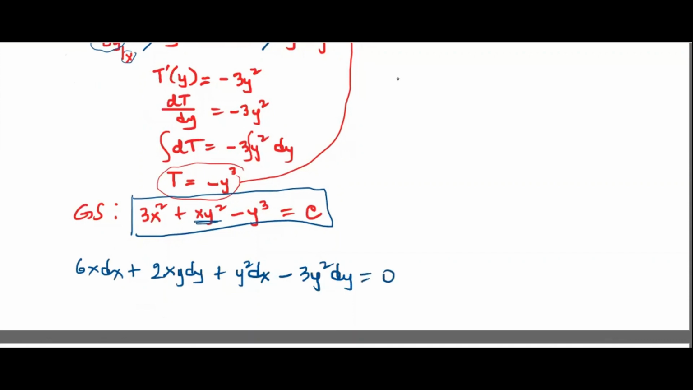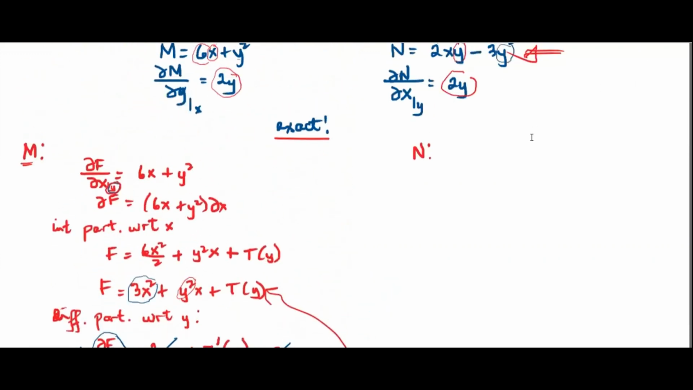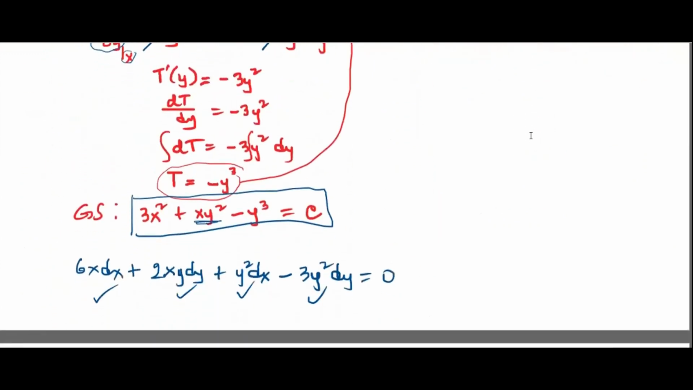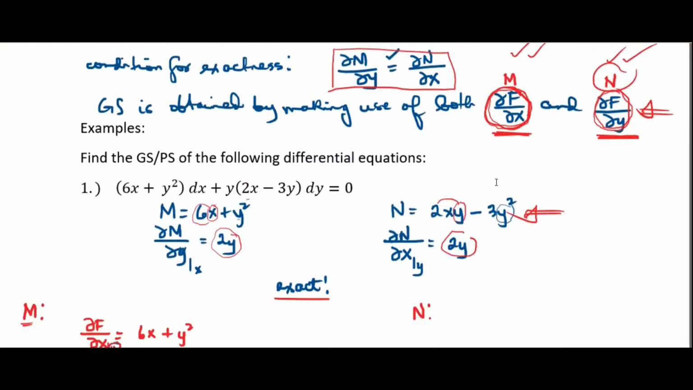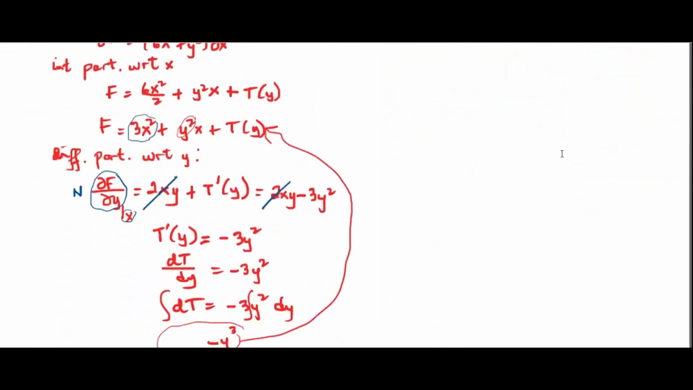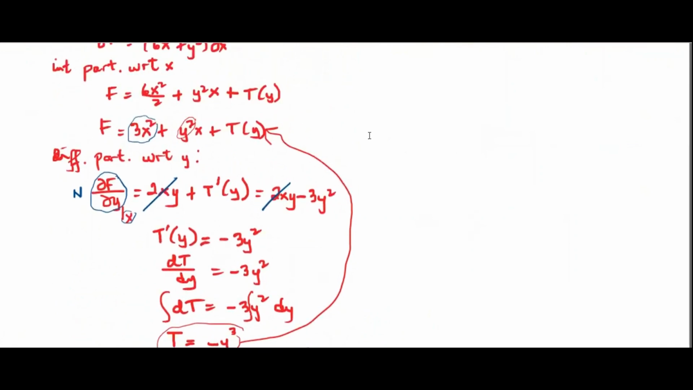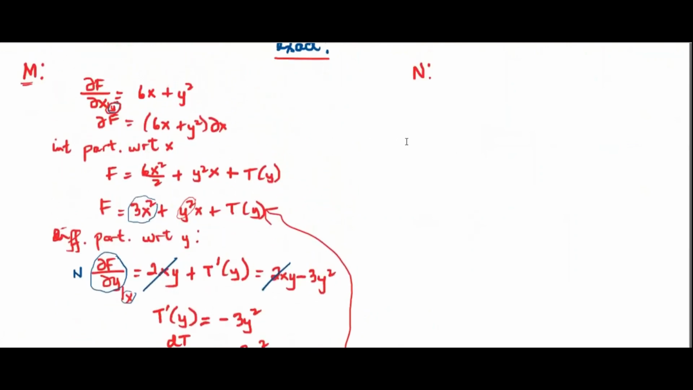0. Ngayon, pansinin mo, lahat ng terms na yan, di ba yan yung nasa given? 6x dx plus y squared dx. Tapos meron din tayong 2xy minus 3y squared. Tama ba? Yes po. Okay. So that is how we check if our answer is correct. But of course, you don't have to do that. As long as you know that they are exact and you follow the procedure correctly, your answer should be correct.